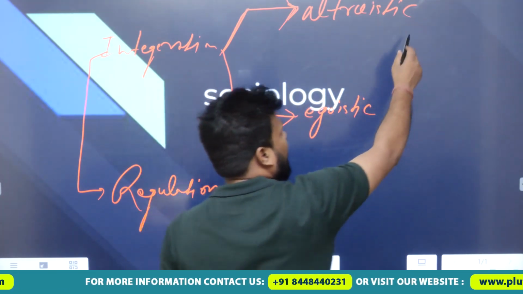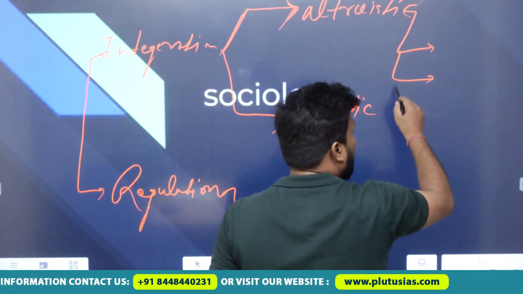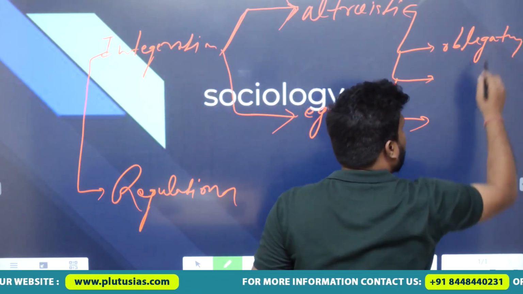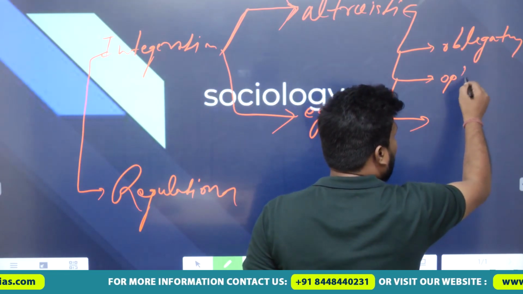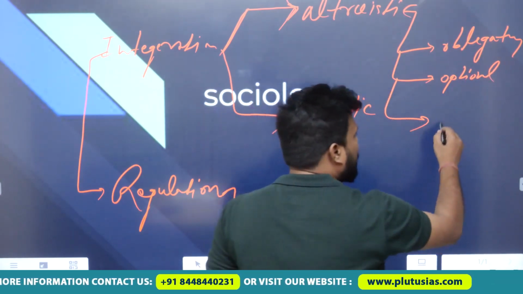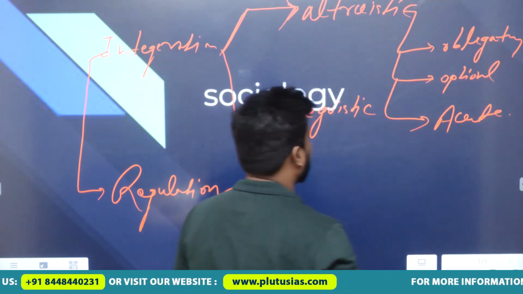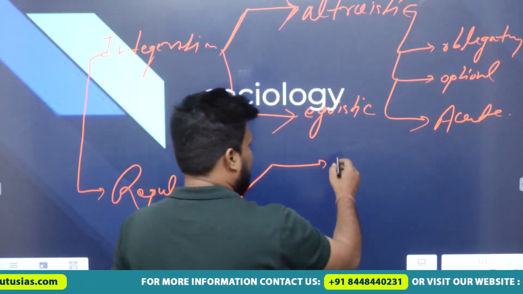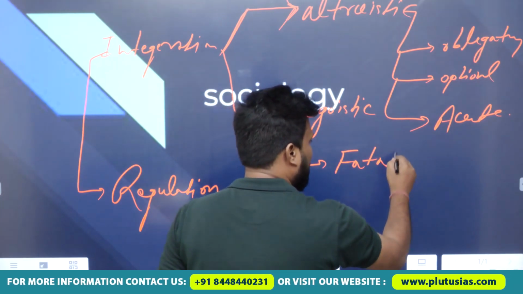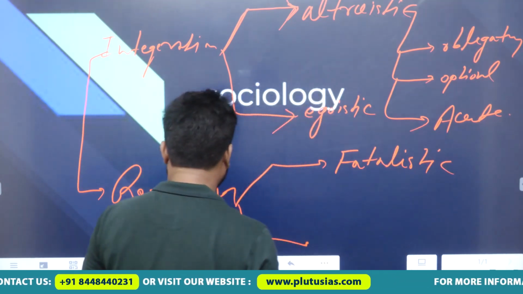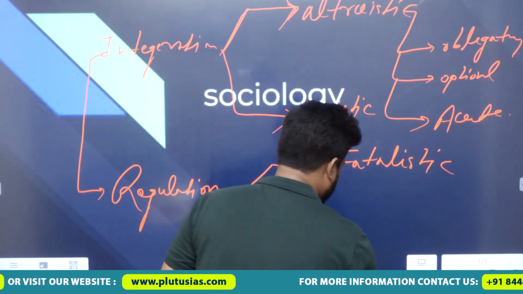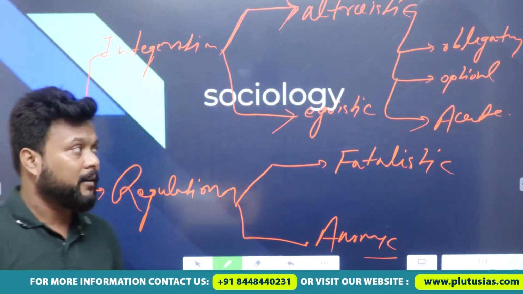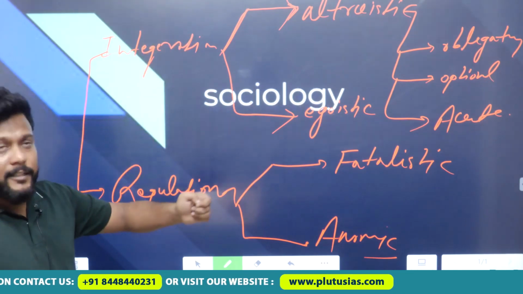He further categorizes this into three. He says it is obligatory, I will explain it one by one, optional, and acute. When there is a high regulation, this leads to the fatalistic kind of society. When there is a less regulation, it leads to an anomic kind of society. I'll explain it one by one. What I said, when there is high integration, that leads to the altruistic kind.